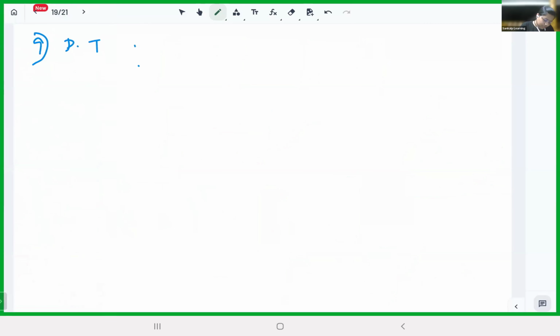Prove that any square matrix can be expressed.